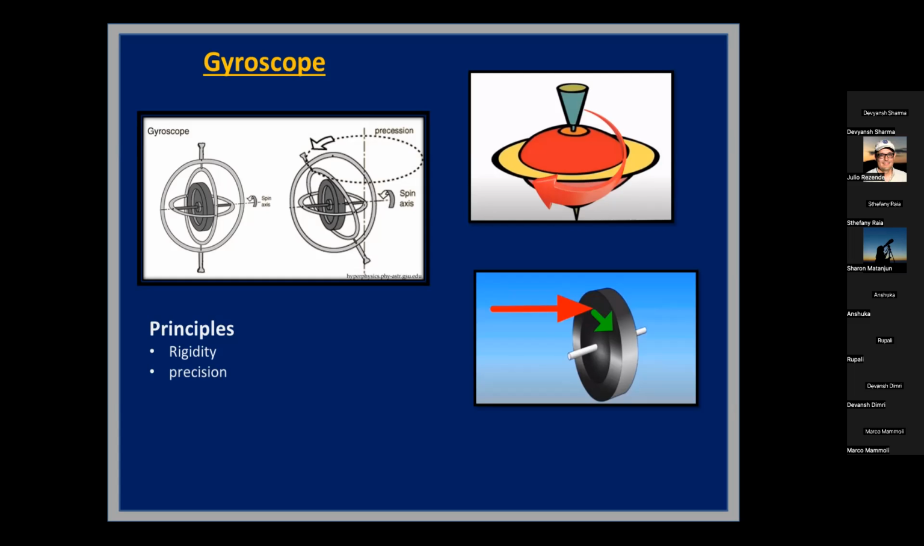So imagine a top on the ground. If we simply put a top on the ground, it falls down. But when we give it motion, it starts rotating on its axis. This property is known as rigidity. And the second property of the gyroscope is precession. To understand precession, imagine there is a wheel, and if we give a force to it, it will resist the change of the plane. So the force we are providing shifts by 90 degrees.